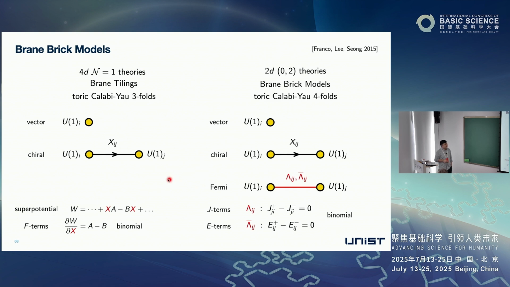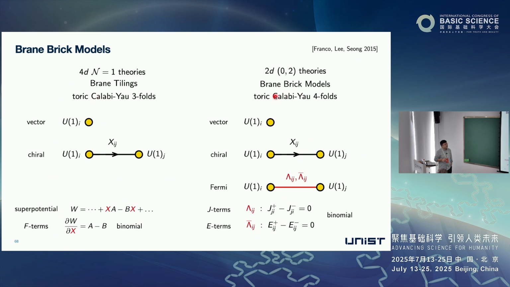So here is a comparison, right? I have 4D N=1 series corresponding to Toric Calabi-Yau threefolds. They are represented by plane configurations called plane tilings. They have vector and chiral multiplets and a superpotential giving me binomial F terms that define a Toric Calabi-Yau threefold.